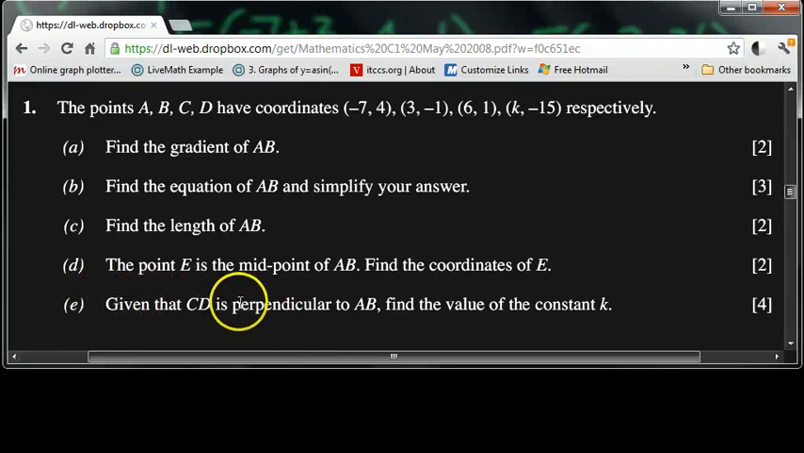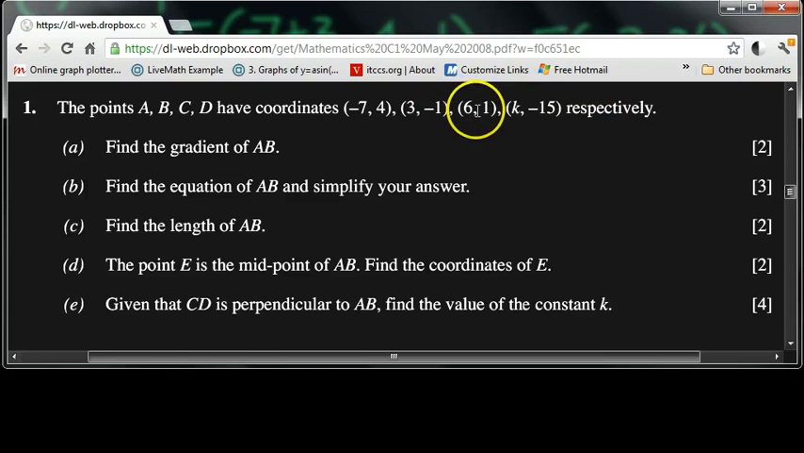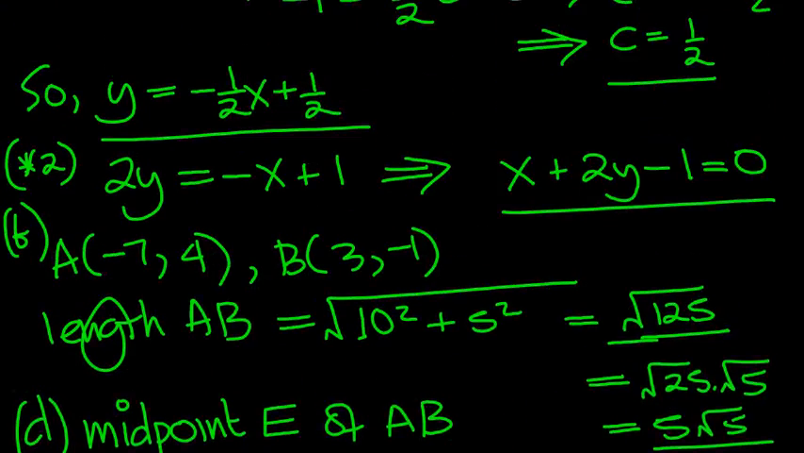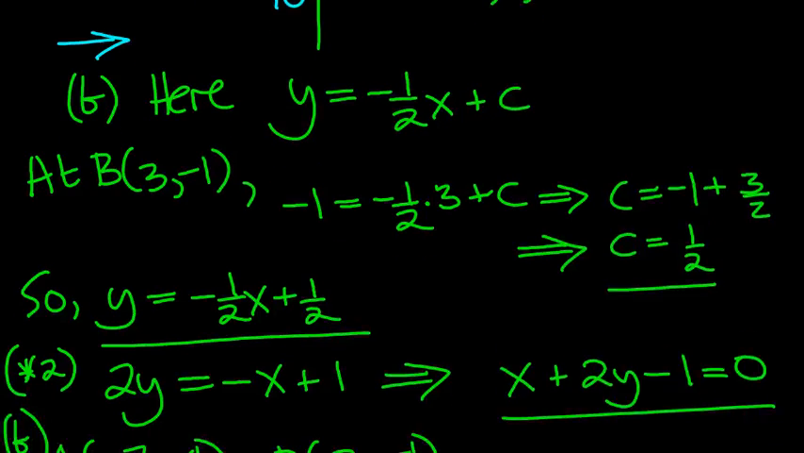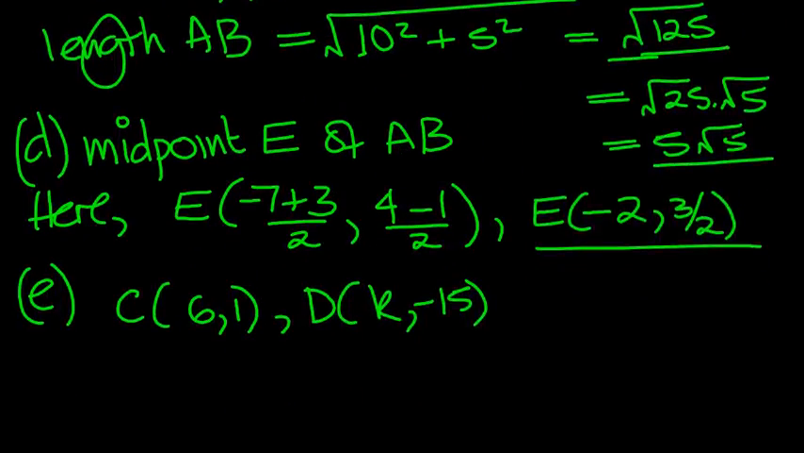Part E then, given that CD is perpendicular to AB, find the value of the constant K. Here's the points C and D. We know the gradient of AB, and we're told that CD is perpendicular to AB. The gradient of AB was -1/2 from the previous part of the question, wasn't it? Let's just go back up to check that that was the case. Gradient -1/2, see it in that line there? So that's the gradient of AB.